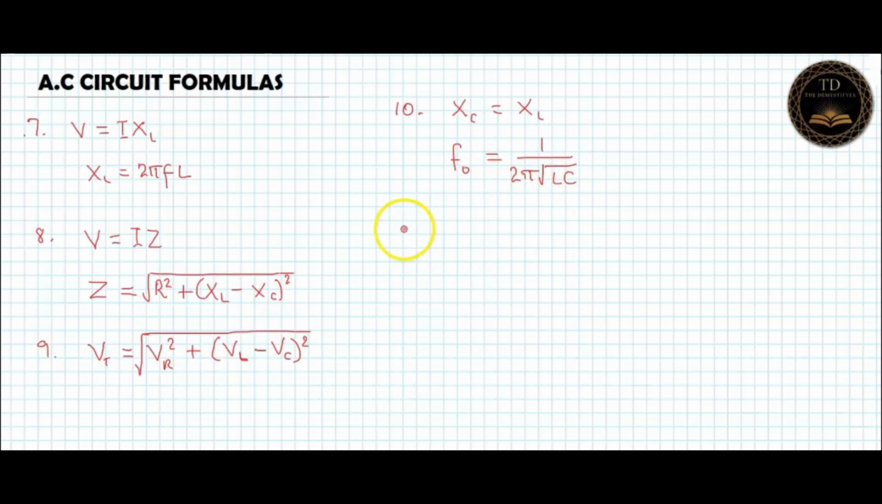And then the final formula I'd want to drop here that you would need is what we call the power factor. Sometimes you could be asked to calculate the power factor. The power factor is simply given by cos theta equal to resistance over impedance. The whole of this is referred to as the power factor.